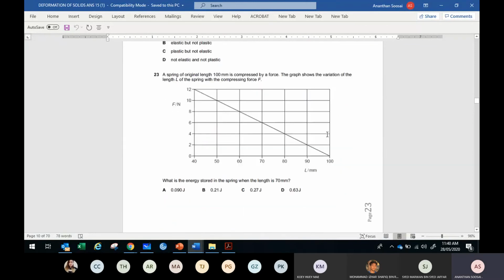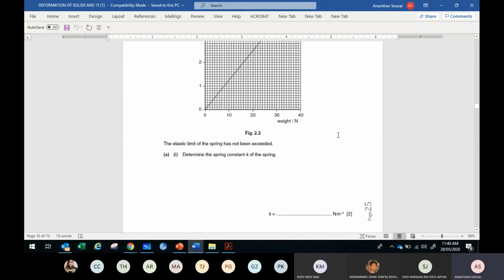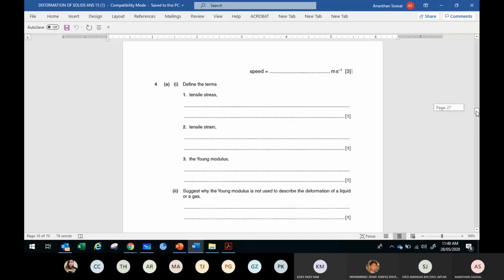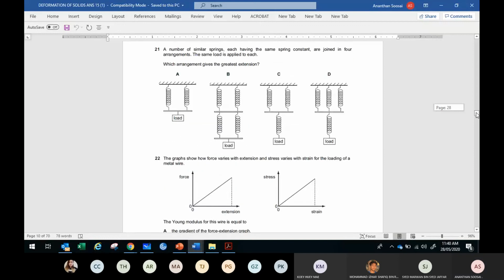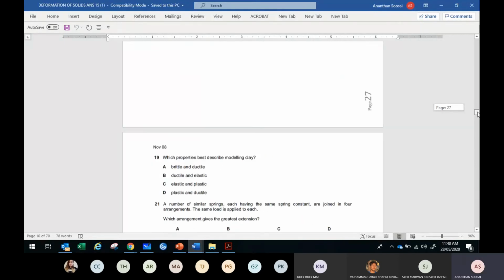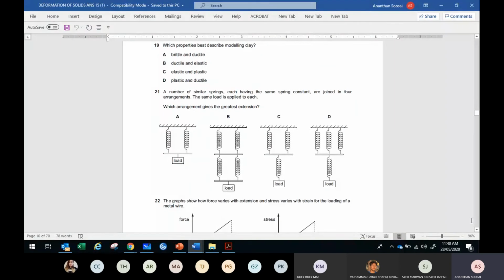So I think another one. Let me see. Is there any spring arrangement questions? Yeah, this one, the last one. Before you continue, question 21. What's the answer?